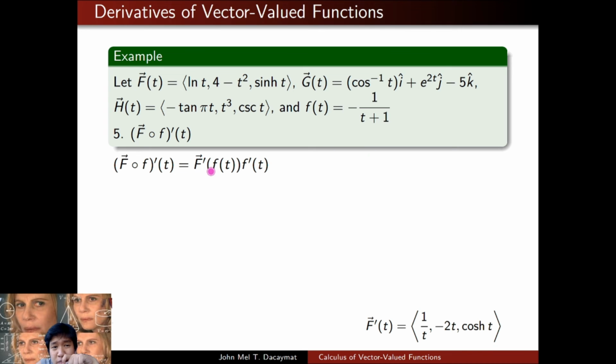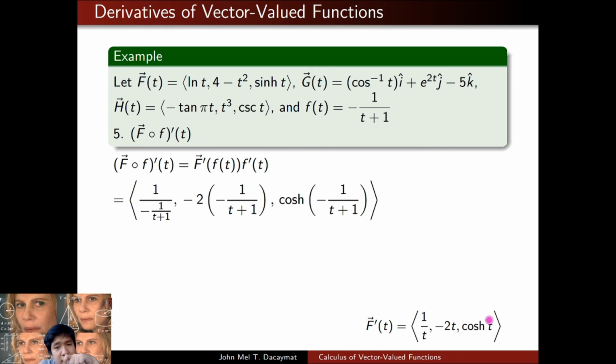Tapos, yung f prime of f of t, itong f prime of t, lahat ng t, papalitan ko lang nitong small f. So, I get this. Pagmilitan ko ito ng negative 1 over t plus 1 sa second component. I get this. Sa third component, I get this. Tapos, tsaka ko i-multiply yung f prime of t.